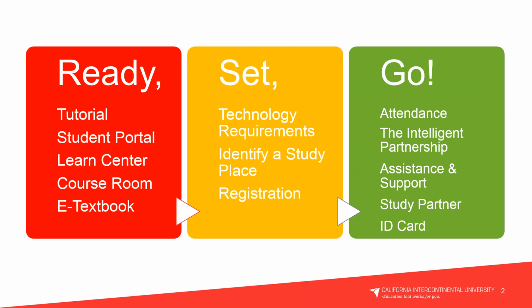Ready, set, go. In the Ready section, we began our orientation with a tutorial reviewing the student portal, the Learn Center, the course room, and the e-textbook. In the Set section, we'll be discussing technology requirements, identifying a study space, and registration. In the Go section, we'll be talking about attendance, the intelligent partnership, assistance and support, study partners, and an ID card.